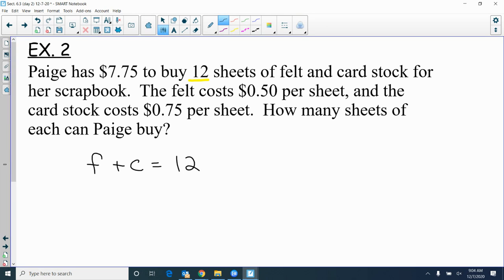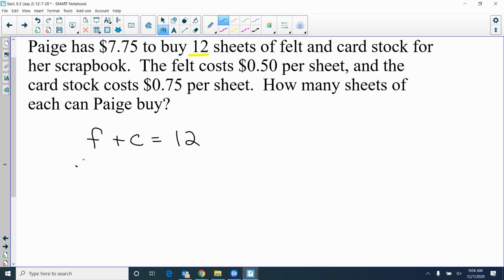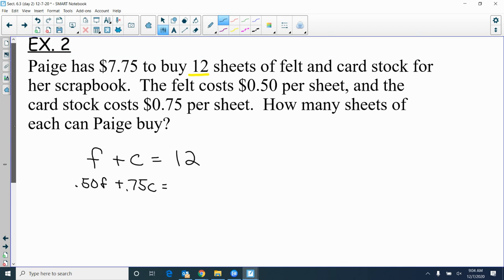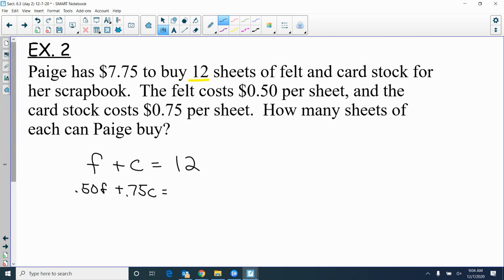Now think about the price. I need to come up with a second equation dealing with the cost of each. How much does each piece of felt cost? Would it be, like, 50 cents F plus 75 cents C? What equals what? Not 12, because that's the number of sheets. It equals 7.75, how much money she has. So he is correct. This would be our second equation.